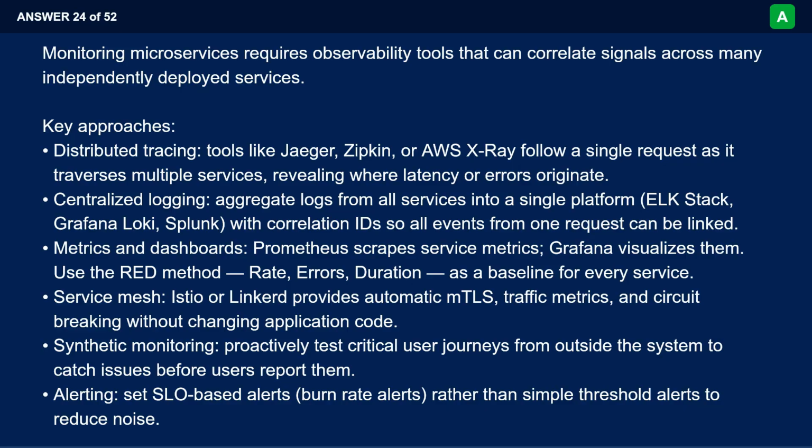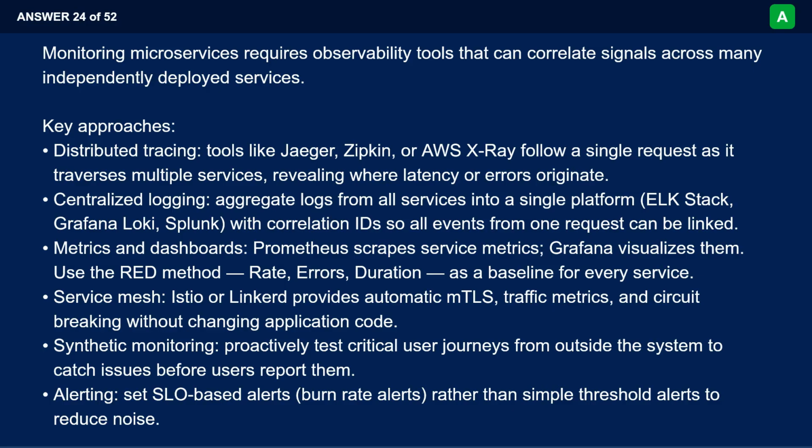Centralized logging. Aggregate logs from all services into a single platform, ELK Stack, Grafana Loki, Splunk, with correlation IDs so all events from one request can be linked. Metrics and dashboards. Prometheus scrapes service metrics. Grafana visualizes them. Use the RED method, rate, errors, duration, as a baseline for every service.